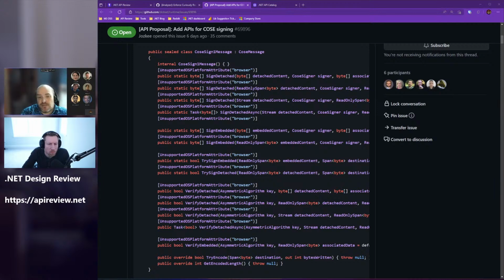We don't have a sign embedded async because our opinionated feeling is if you're using stream to talk about your content, you meant it to be detached, because if you were willing to have it embedded in the contiguous representation of this file, then you can load it yourself. But we feel you're using stream if the file is big, and then you would want it to be detached. And that's just an opinion that we'll run with until proven otherwise.